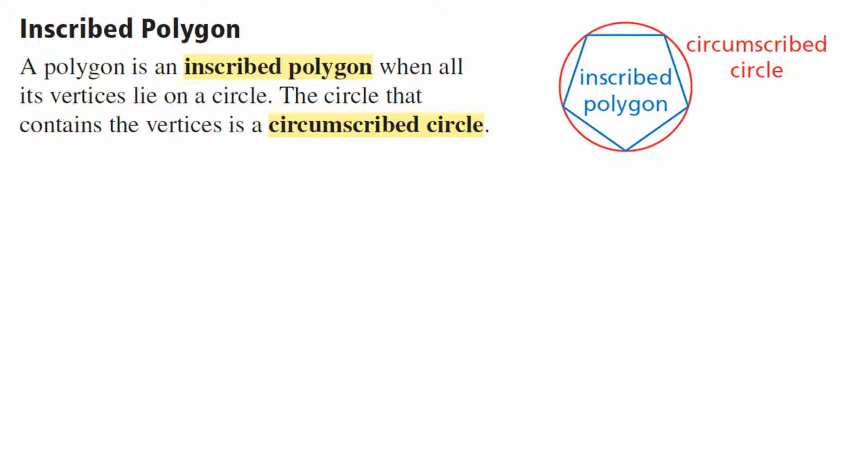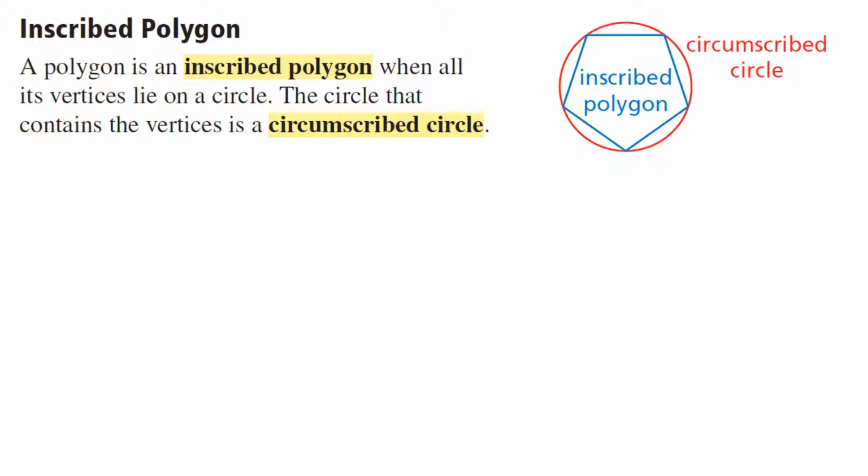All right, so if it's a 5-sided shape, it's got to touch the circle 5 times. If it's a 3-sided shape, a triangle, it'd have to touch the circle 3 times. If it was an octagon, it'd have to touch the circle 8 times, right? Every vertex of the polygon must touch the circle.